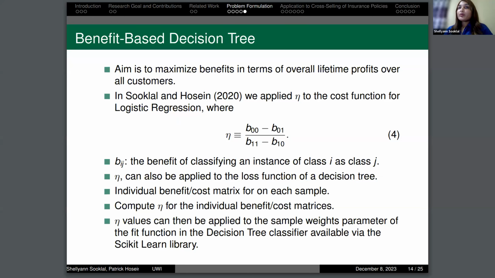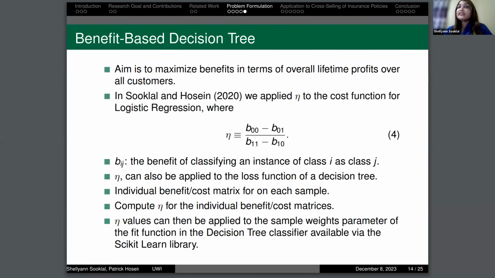We propose our own benefit-based decision tree with the aim of maximizing overall lifetime profits over all existing customers. In previous work, we presented a scaling factor eta, which was applied to the cost function of the logistic regression algorithm in order to include costs and benefits when training. Eta is calculated as shown in equation 4, where Bij is the benefit of classifying an instance of class i as class j. The scaling factor eta can also be applied to the loss function of the decision tree classifier.